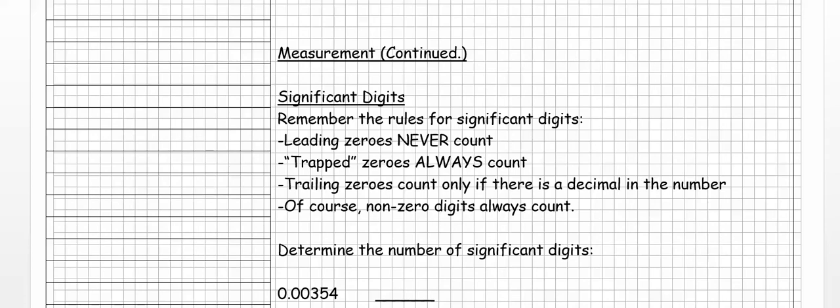All right, let's go ahead and get started. I do want to welcome you to the fifth installment of Unit 0. We're going to be talking about something called significant digits. Now, what do we mean by significant digits? What makes a digit significant?